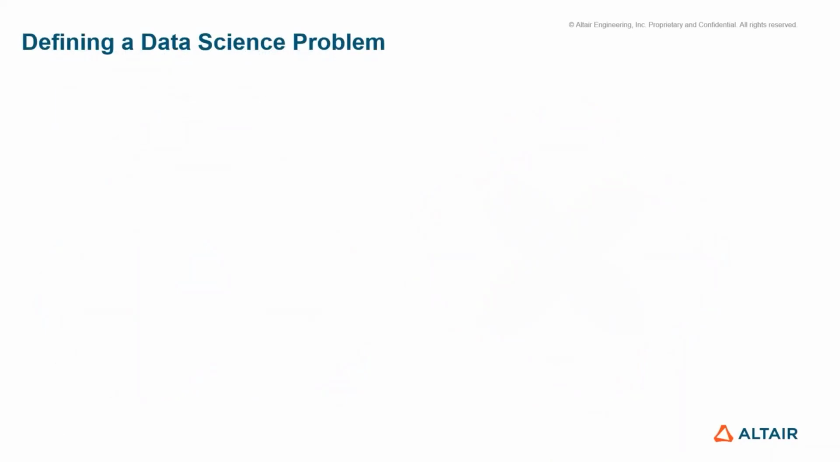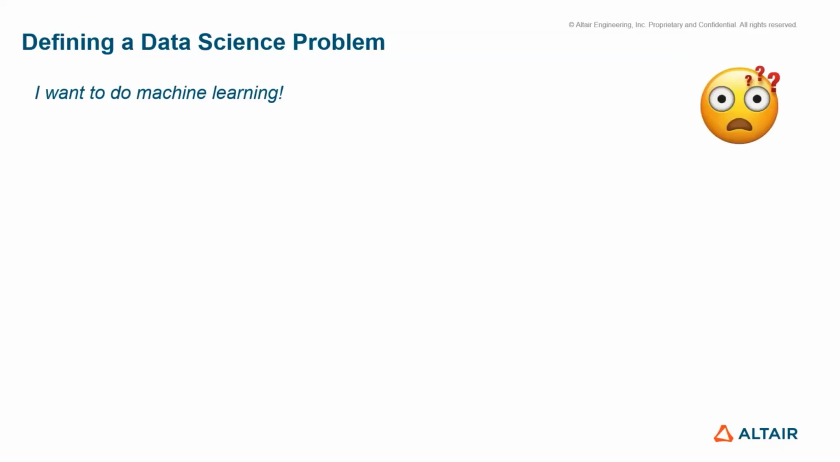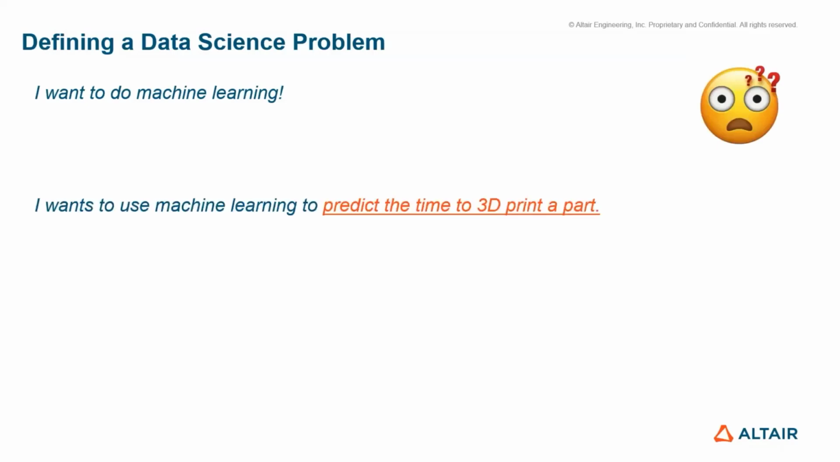So now I will talk about how I can define a simple data science problem. Let's say I want to do machine learning. Is it a data science problem? No. Then you will ask what is the thing you want to do with machine learning. So as a mechanical engineer, I thought to take a small example which you can relate to. I want to use machine learning to predict the time to print a 3D part. It makes sense now as a problem statement.